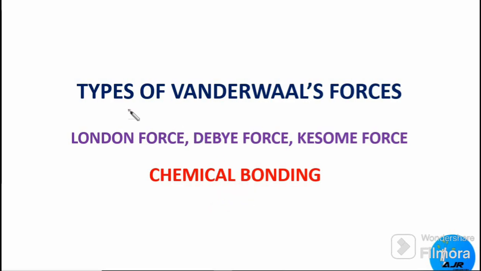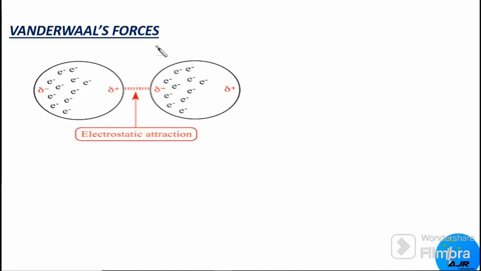Today we are going to see about the types of van der Waals forces, that are London force, Debye force and Keesom forces. Before going into the types of van der Waals forces, you should know what a van der Waals force is. These van der Waals forces are short-lived electrostatic forces of attraction, and this force exists between all kinds of atoms, molecules, and ions when they are brought close to each other.